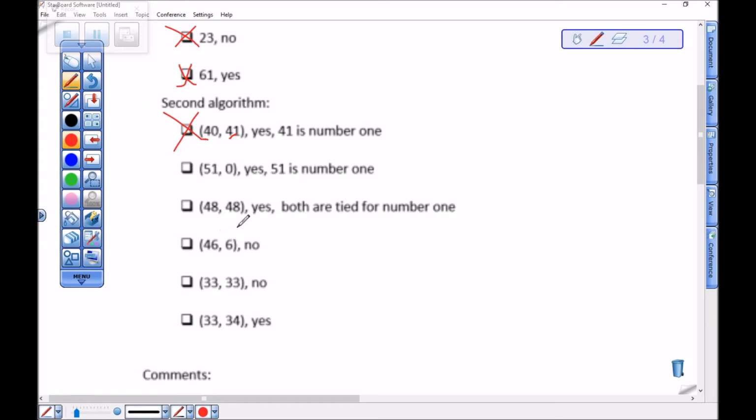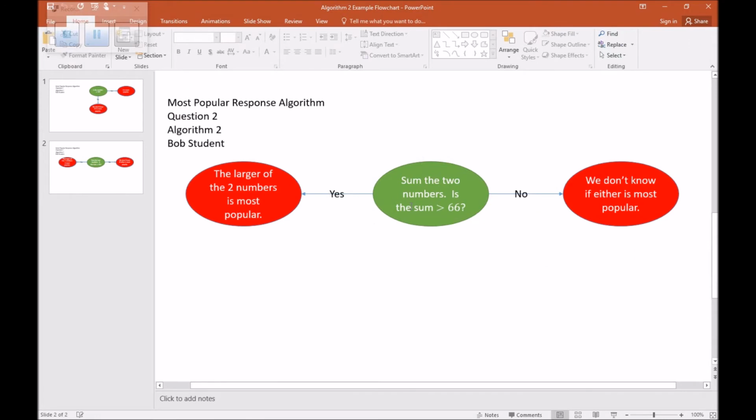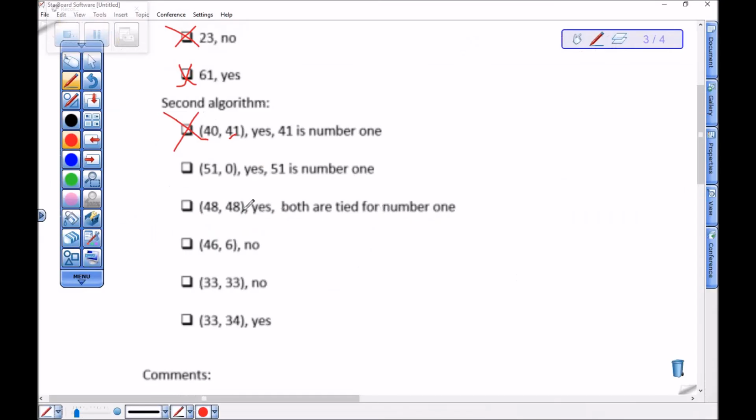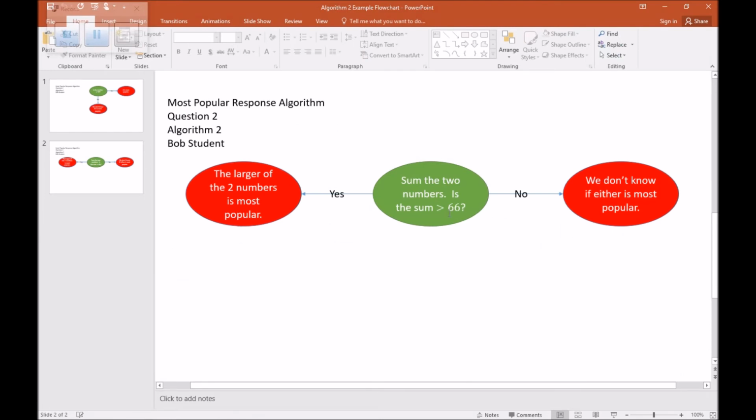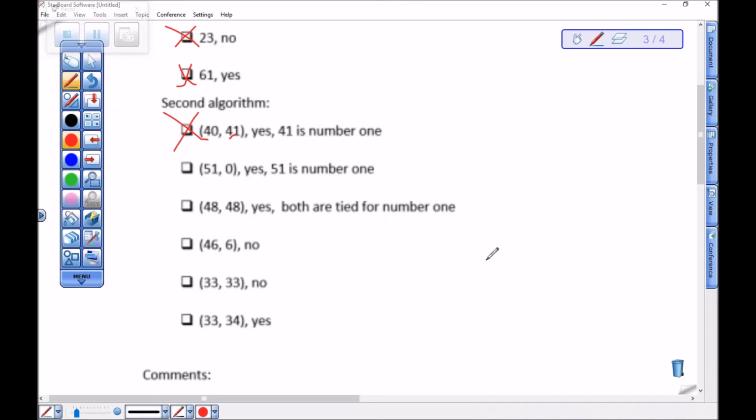Let's look at 48 and 48. 48 plus 48 is 96. It is greater than 66. This says the larger of the two numbers is most popular. Between 48 and 48, I'm not sure which one's larger, so I'm going to say that doesn't get the point there. Let's look at 46 and 6. 46 plus 6 is 52, which is not greater than 66. It says we don't know. That's correct.